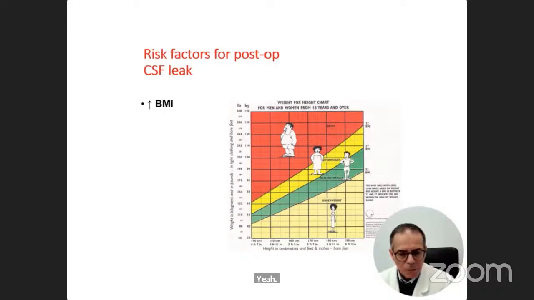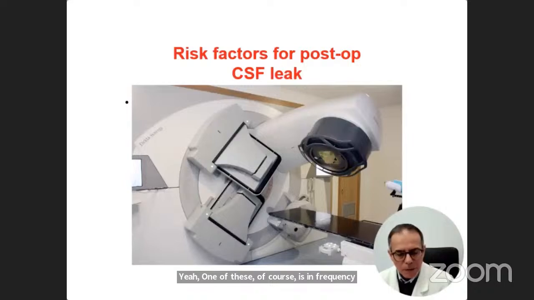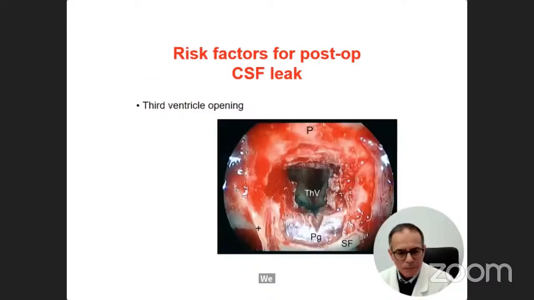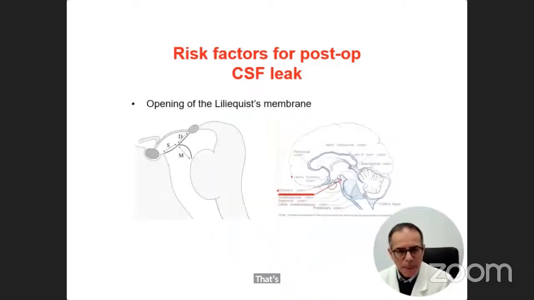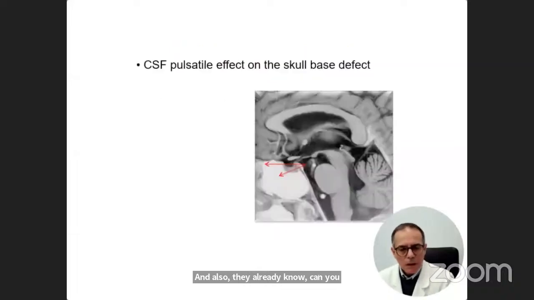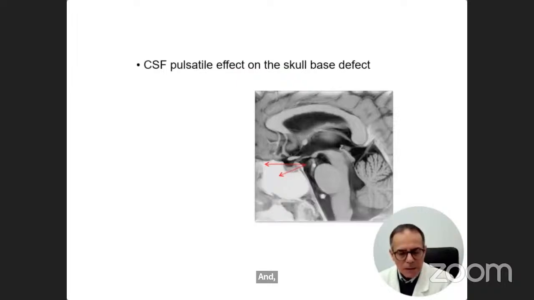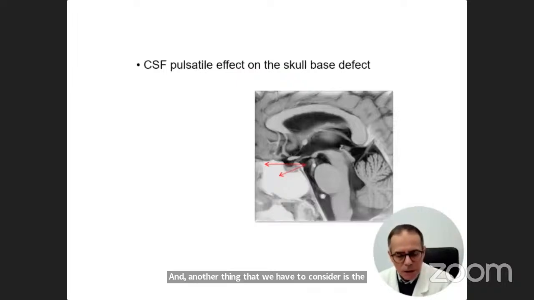There are some risk factors. One of these, of course, is increased BMI. Previous radiotherapy also increases the risk of post-operative leak. Third ventricular opening is also a risk factor for post-operative leak. And also the opening of the basal cistern, especially the liquid membrane, can increase this risk. Another thing we have to consider is the intracranial pressure over the skull base surface.